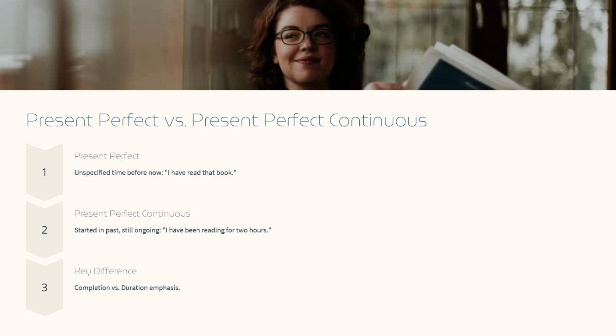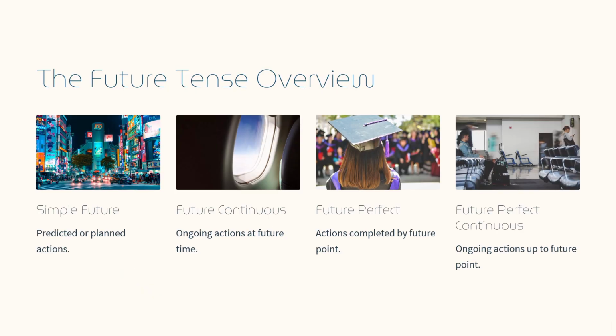Now, this tense is excellent for showing how long something has been happening up until now, which can add depth to your responses. The key difference is that the present perfect often focuses on the completion of an action and its impact now, right? In contrast, the present perfect continuous emphasizes the duration of an activity, showing how long something has continued and it is still relevant.